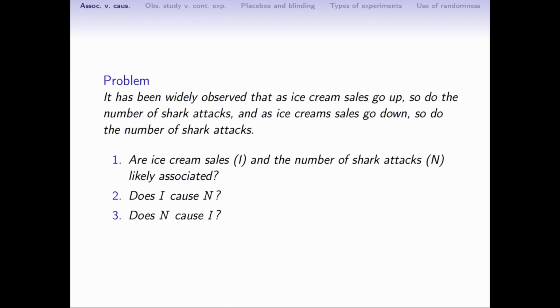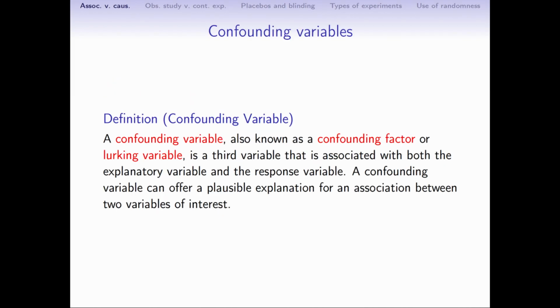We just believe that there's a mere association between them, a positive association in this case, but not a causal relationship, right? So what is going on here, though? How is it possible that we can have associations without either variable causing the other? Oftentimes, we can explain this through what's called a confounding variable or a lurking variable or a confounding factor.